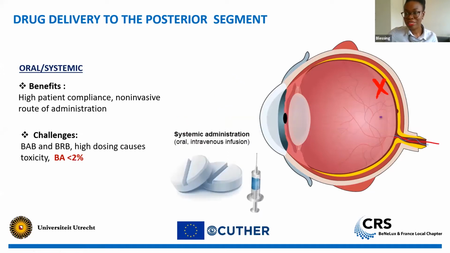Another route that you could consider would be oral or systemic administration, where you basically inject or take a pill. The problem here is, even though it has high patient compliance and is not invasive, you still have the problem of low bioavailability because of the tight junctions that are present in the retina, the blood-retinal barrier. Therefore, there is no easy extravasation of drug from the blood vessels into the retina.